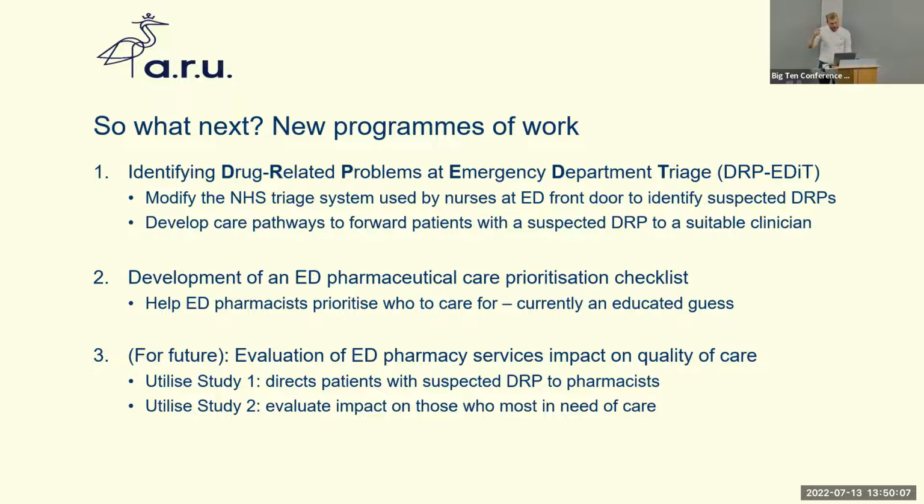And then you've got patients with a DRP forwarded into the ED to pharmacists. Actually, pharmacists have got lots of other things to do in the ED as well. So how do they know who's best to care for? Who should they prioritise? So we're developing a prioritisation tool, and that's just going through various grant bids at the moment. Hopefully in future, building on this, we know who has a suspected or an actual DRP, we then know who the pharmacists prioritise, and we can evaluate the impact of that pharmacist input on the quality of care experienced by those patients.